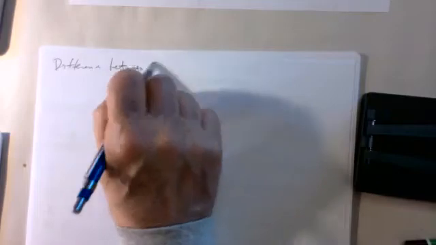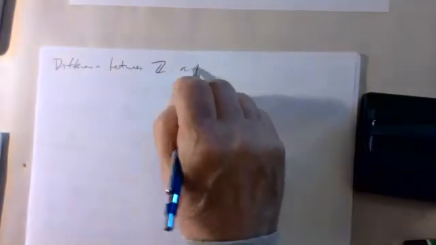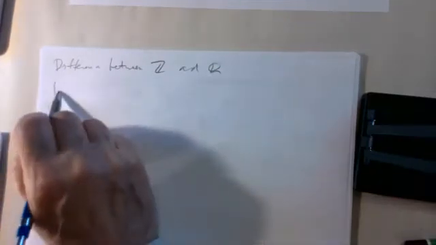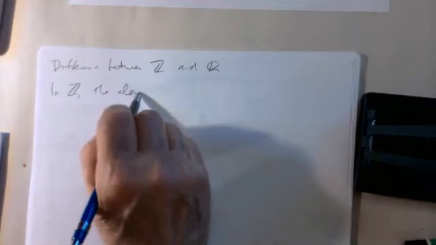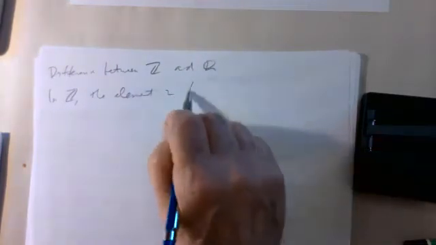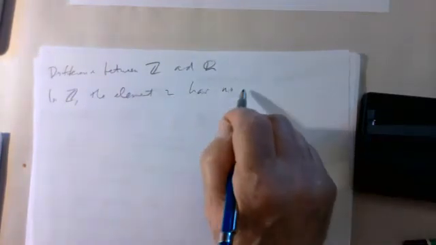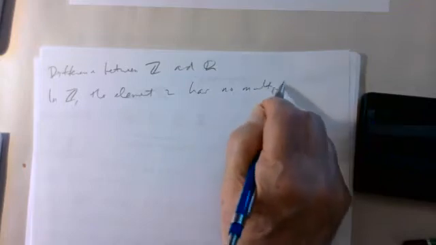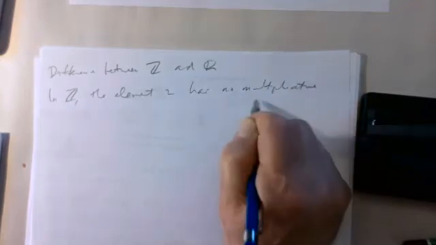Now, there's a difference between the ring Z and the ring Q. Namely, in Z, the element 2 has no multiplicative inverse.